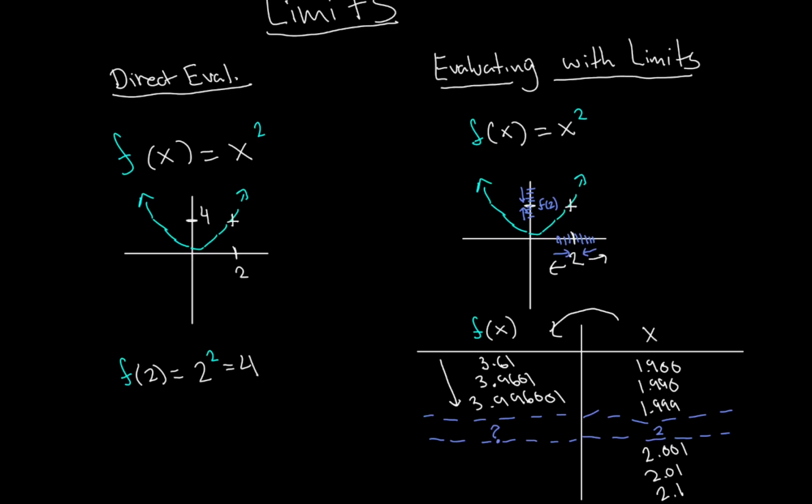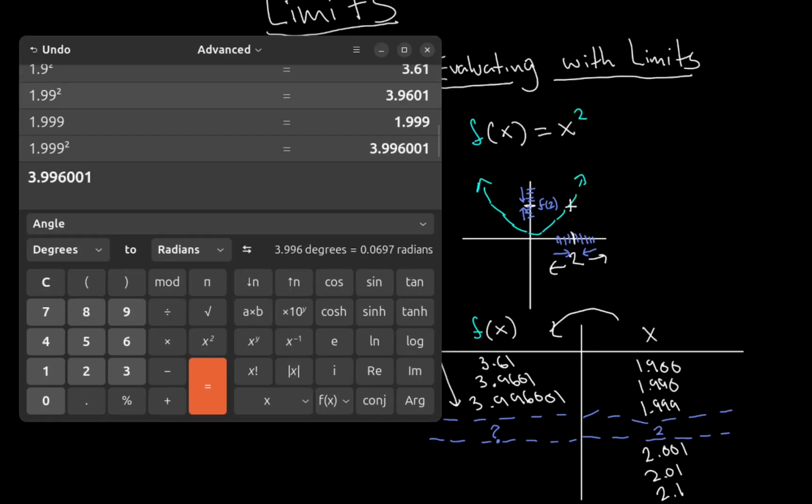So let me bring back the calculator real quick. Let's start from the lowest value, so 2.1. 2.1 squared, we get 4.41. 2.01 squared, we get 4.0401, and then 2.001 squared, we get 4.004001.